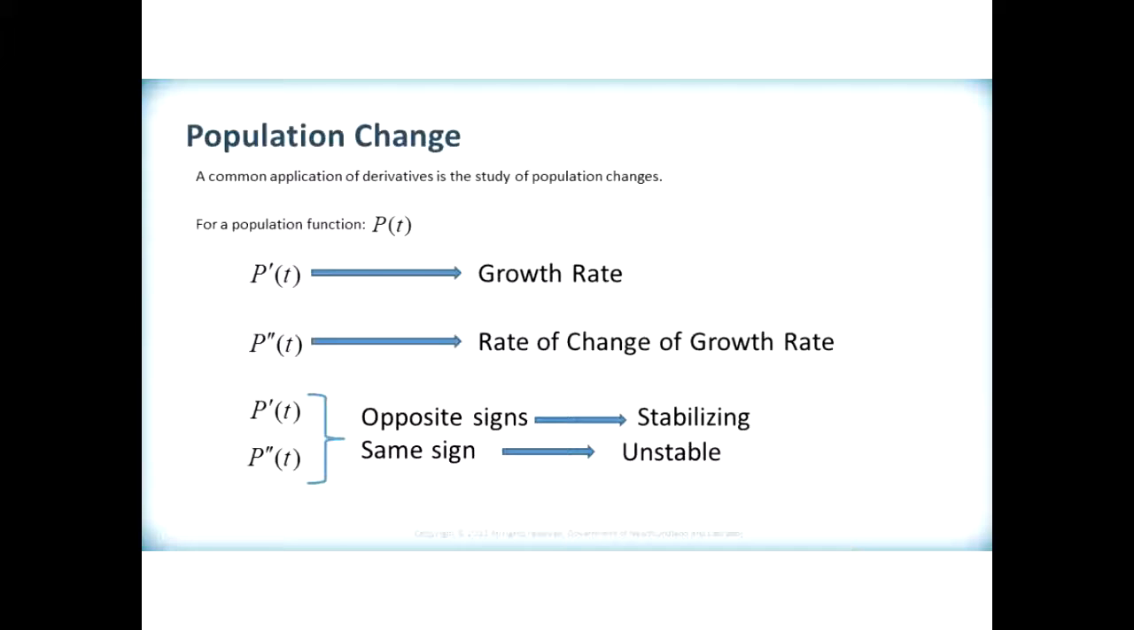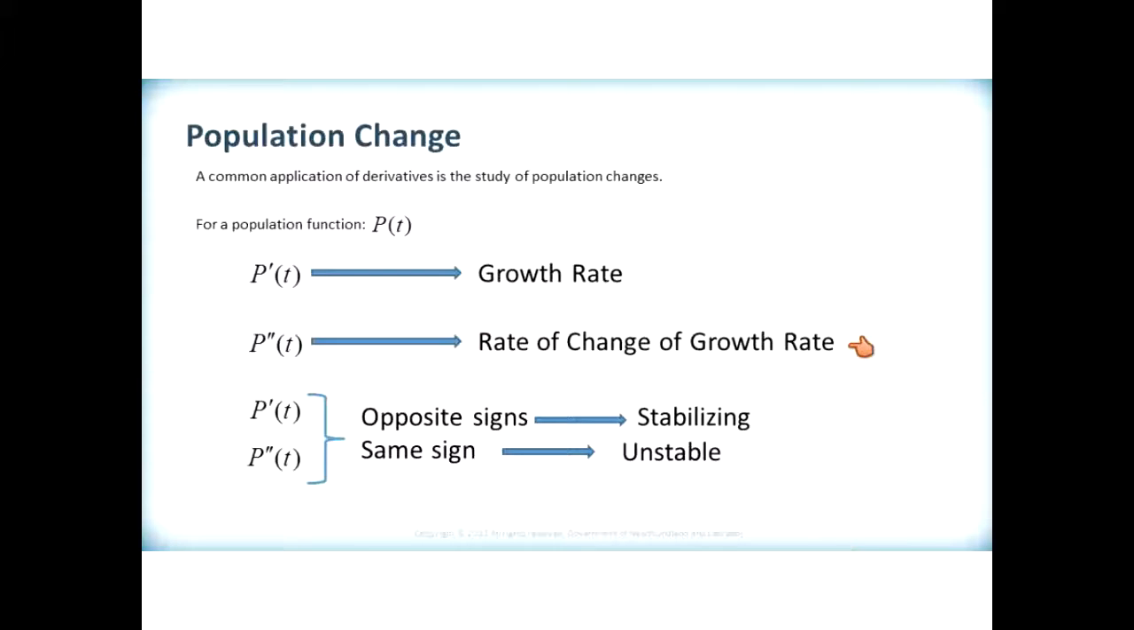For a population function P of t, which represents the population of something as a function of time t, the first derivative is what we call the growth rate. So the rate of change. Usually we think about growing populations, and if you have a negative growth rate, you have a population that's in decline. We can also think about the second derivative as having some meaning. It's really the rate of change of the growth rate.